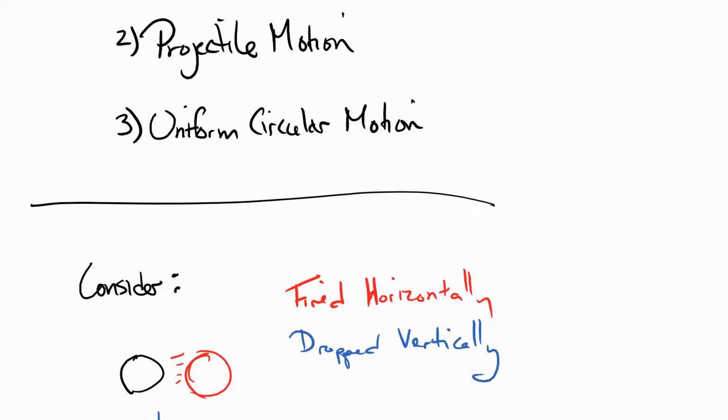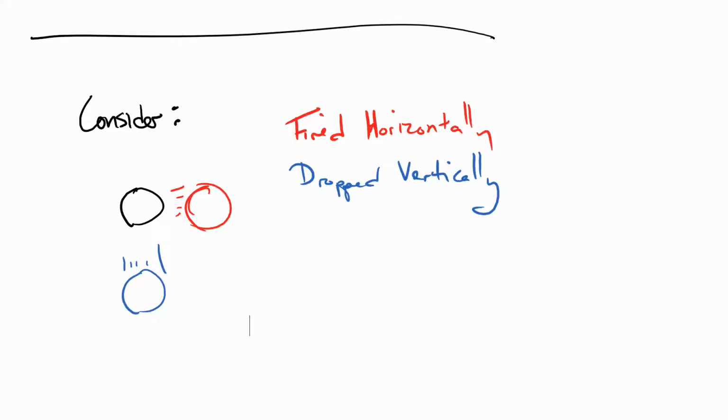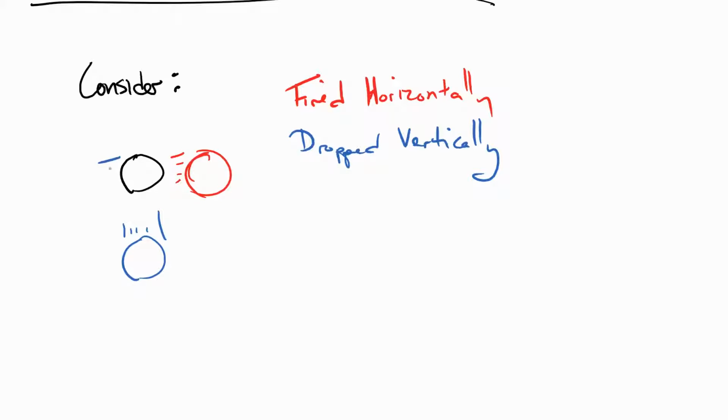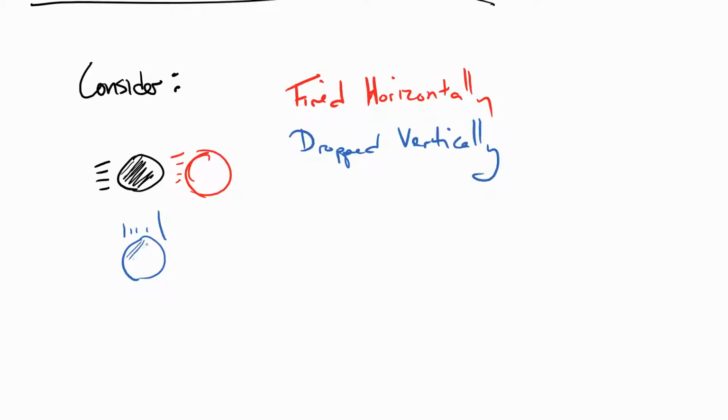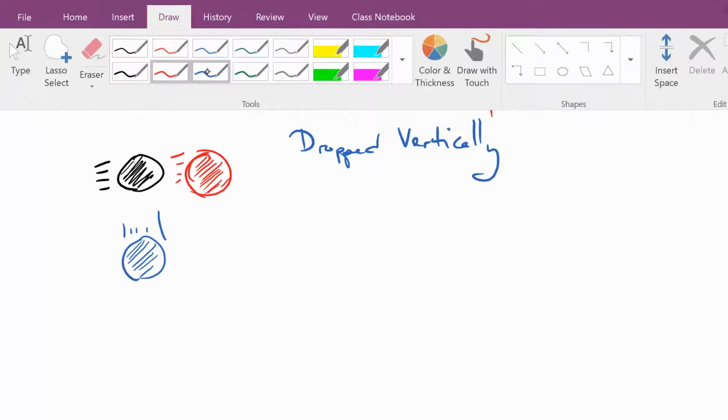To start, let's consider a ball. And this ball, I'm going to fire it to the right in the real world. And what I'm going to do is think of this real ball, this one here, as being built up of two pieces. One is a ball that is just being dropped vertically, and one is a ball that is just moving horizontally. I'm going to isolate out the vertical and the horizontal motions.